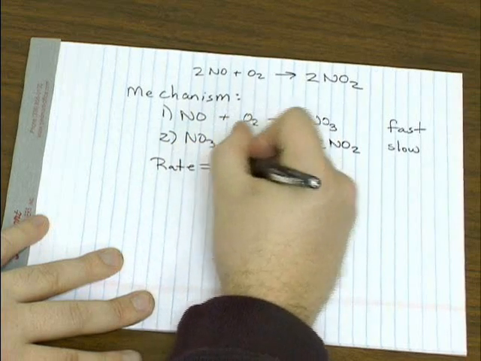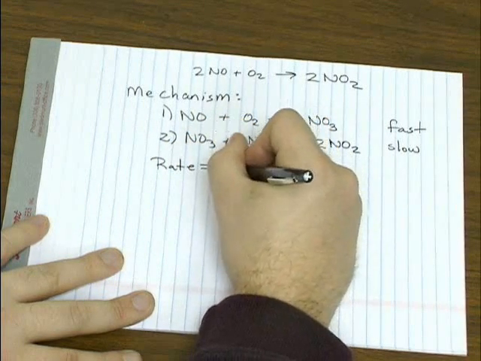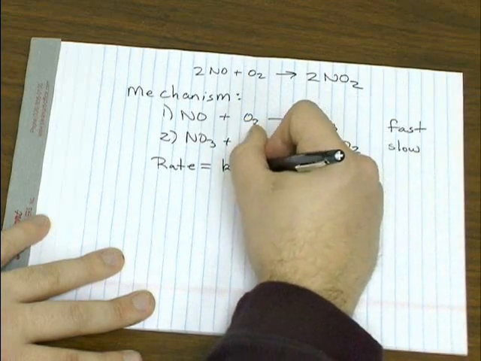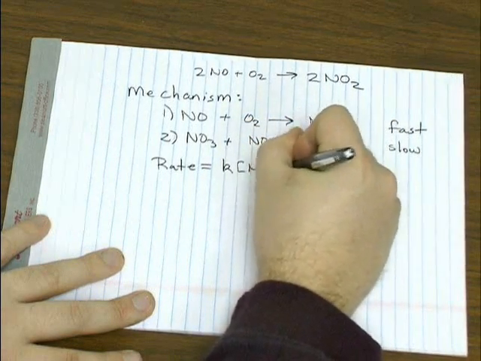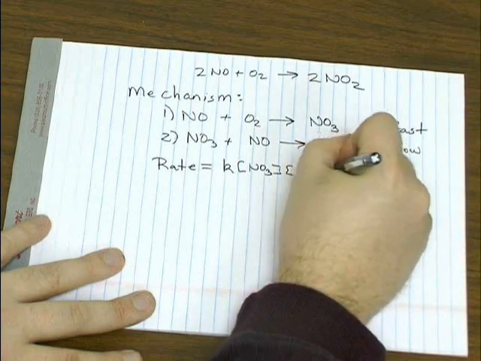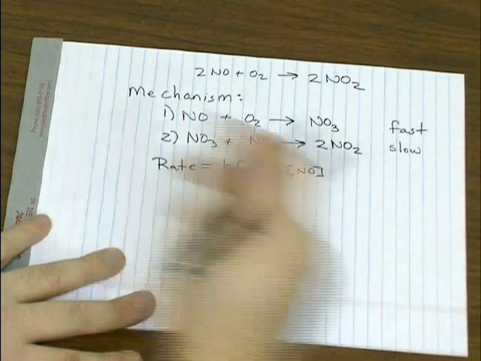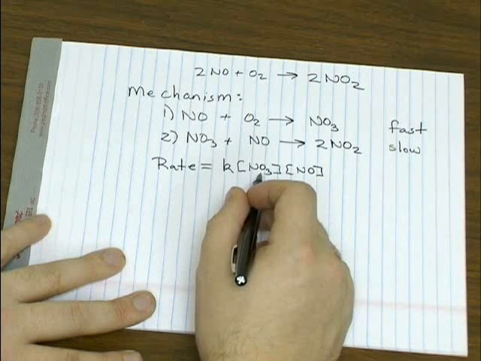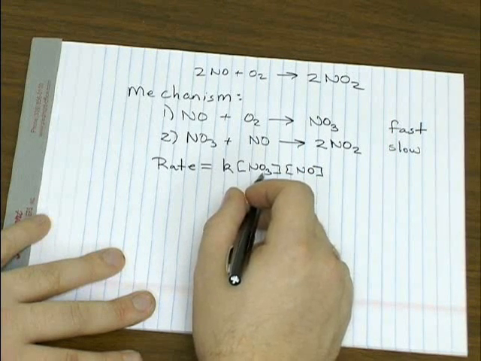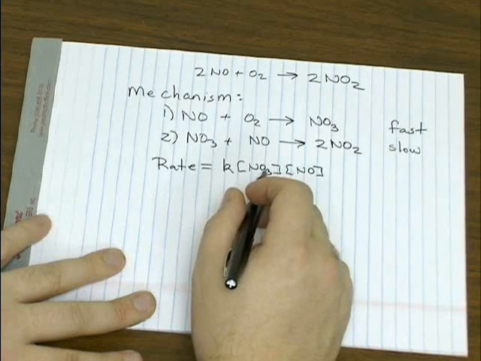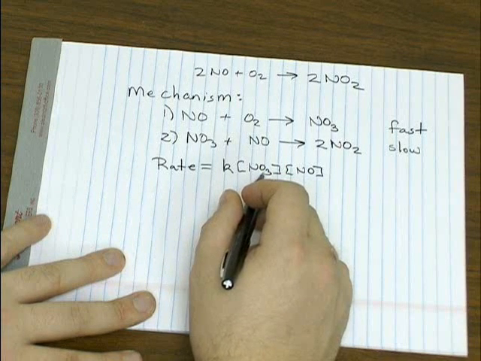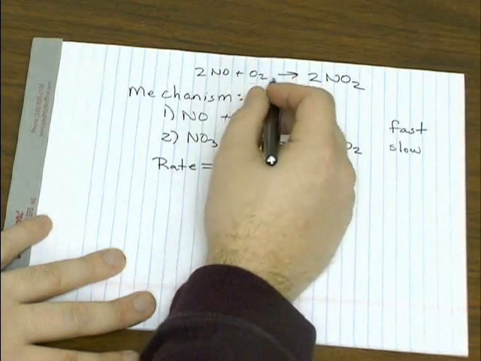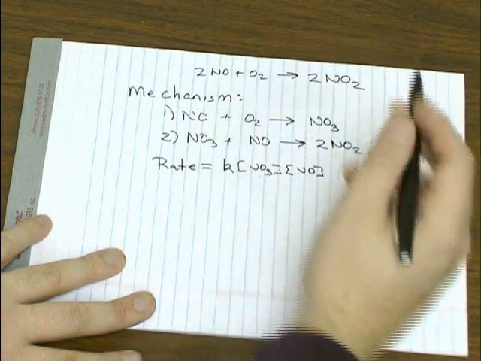So we'd initially write the rate law of this mechanism equal to the rate determining step, which would be first order with respect to NO3 and first order with respect to NO. The problem here is that NO3 is an intermediate, and intermediates typically aren't written as part of your overall rate law. Overall rate laws are usually with respect to the reactants only.